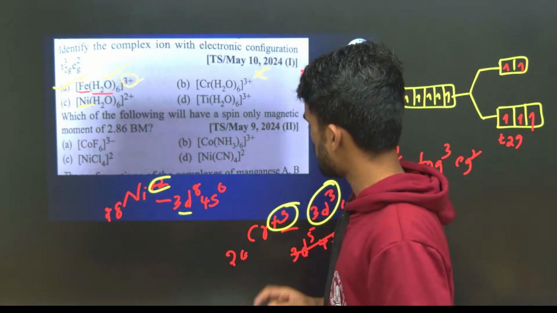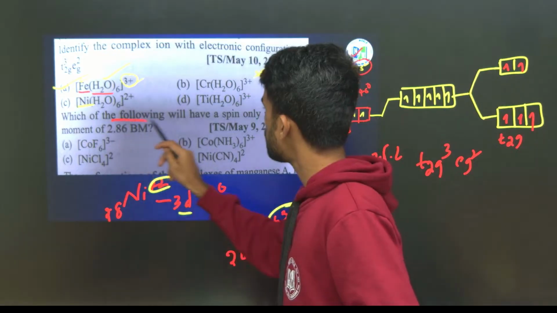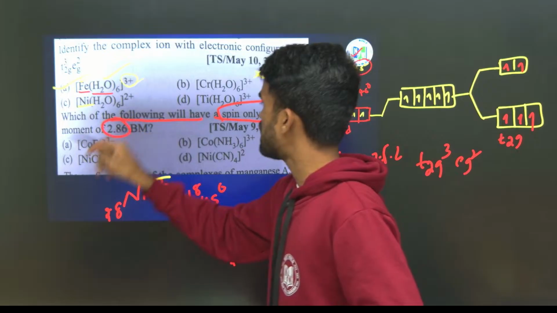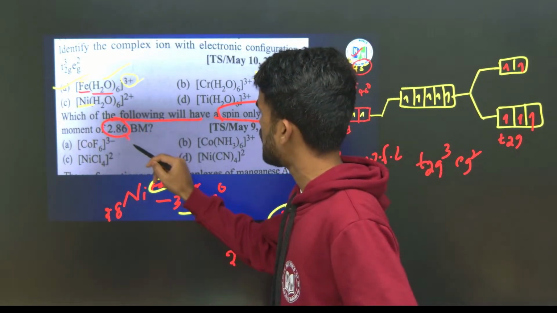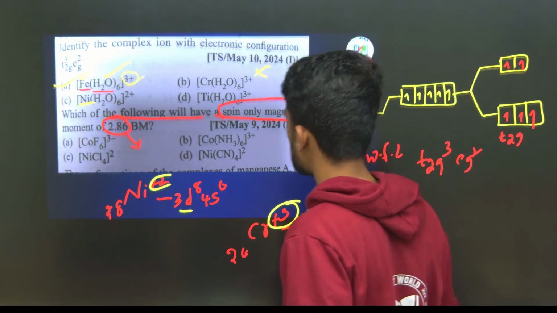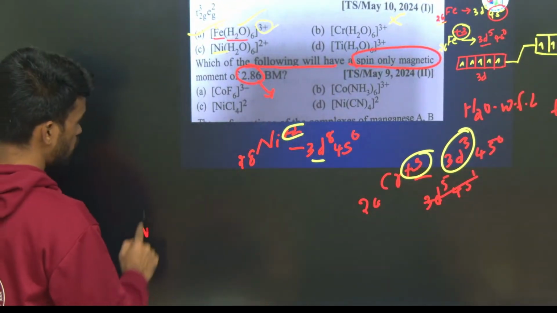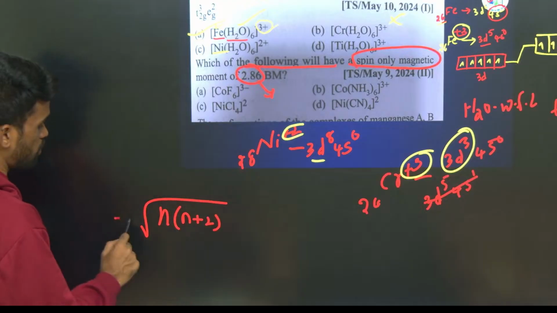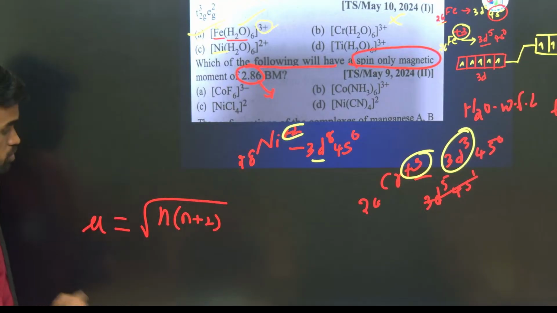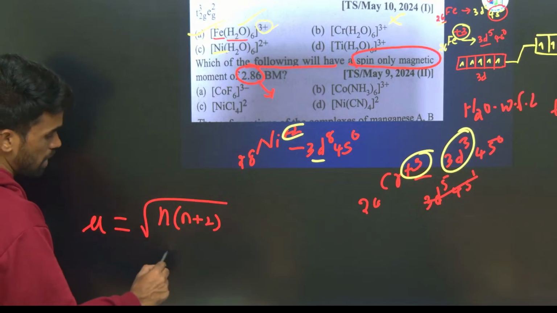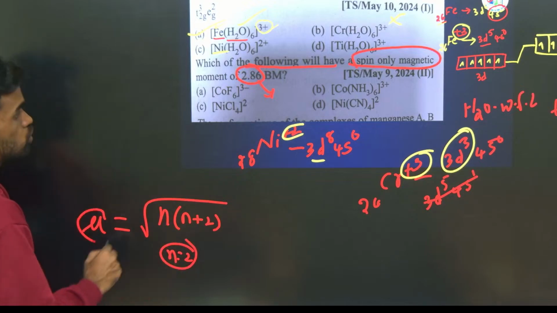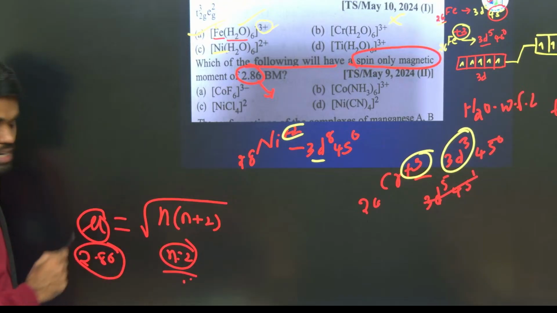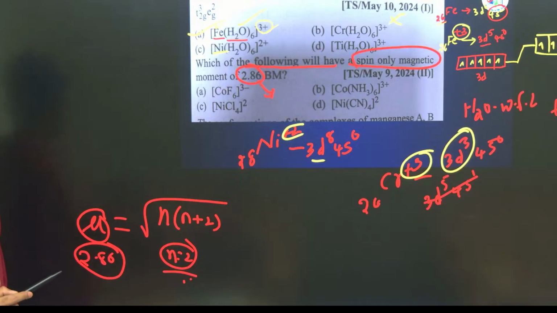Okay, in a similar manner, will you try this question? Which of the following will have spin only magnetic moment of 2.86? In order to have 2.86, what is the magnetic moment formula? Root over n into (n+2) Bohr magnetons. This is the formula to find magnetic moment. If you have n value 2, then your magnetic moment will be 2.86. So how many unpaired electrons are required? 2 unpaired electrons are required.